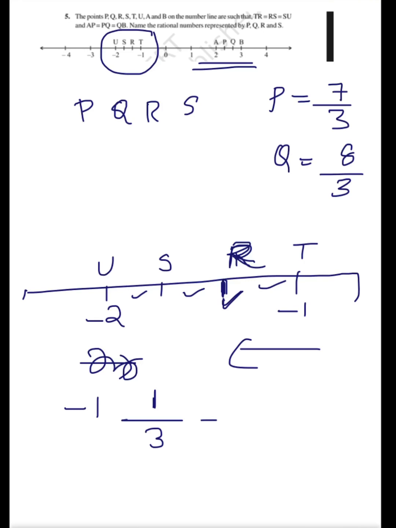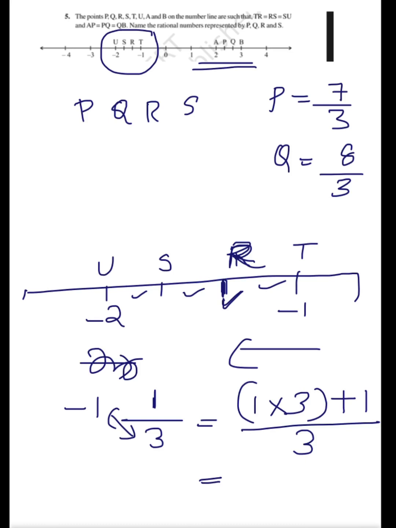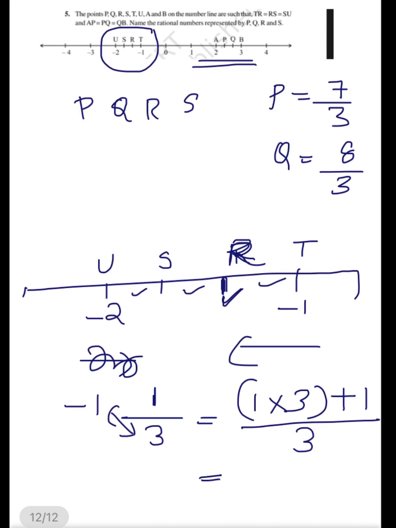Now you need to convert this into standard form. For that you have to multiply 1 into 3, plus 1, divided by 3. Then what will be the answer? 1 into 3 means 3. 3 plus 1 is 4. So the answer will be 4 by 3. And you have to put the negative sign because here it's negative. Okay, so -4 by 3 will be the answer. So the point R is represented by -4 by 3.